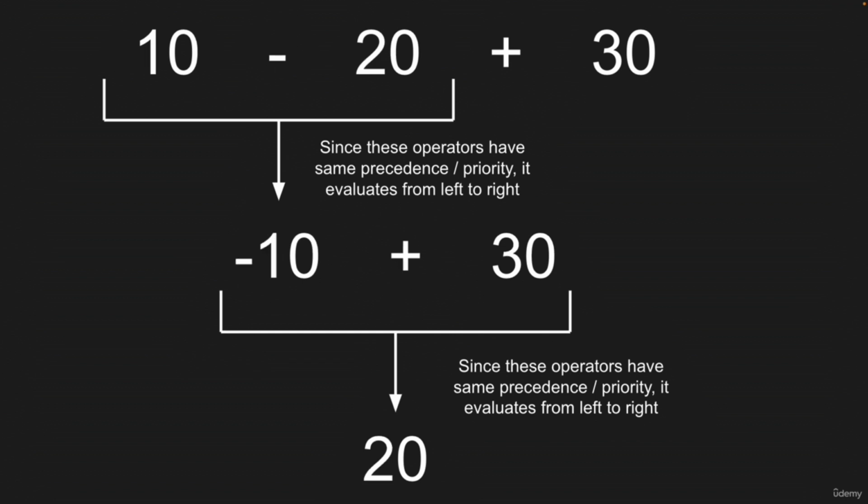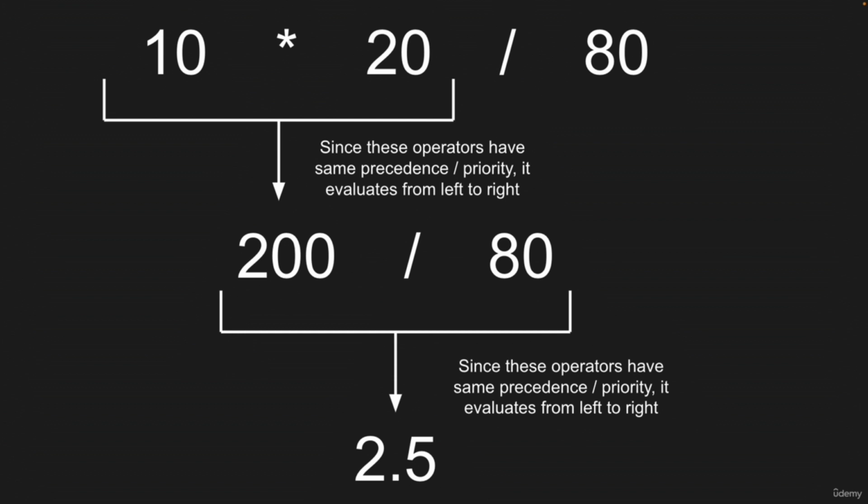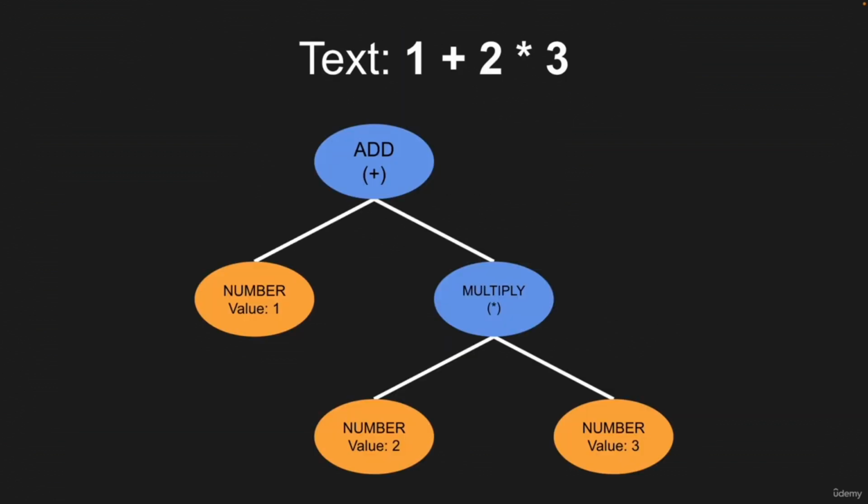So here's the same thing. Minus and addition have the same priority, or same precedence, so it just evaluates from left to right. 10 minus 20, and then negative 10 plus 30, and then 20. Same thing with multiplication or division. It goes from left to right because these operators have the same precedence or priority. So it would be 10 times 20, 200. 200 divided by 80 is 2.5.